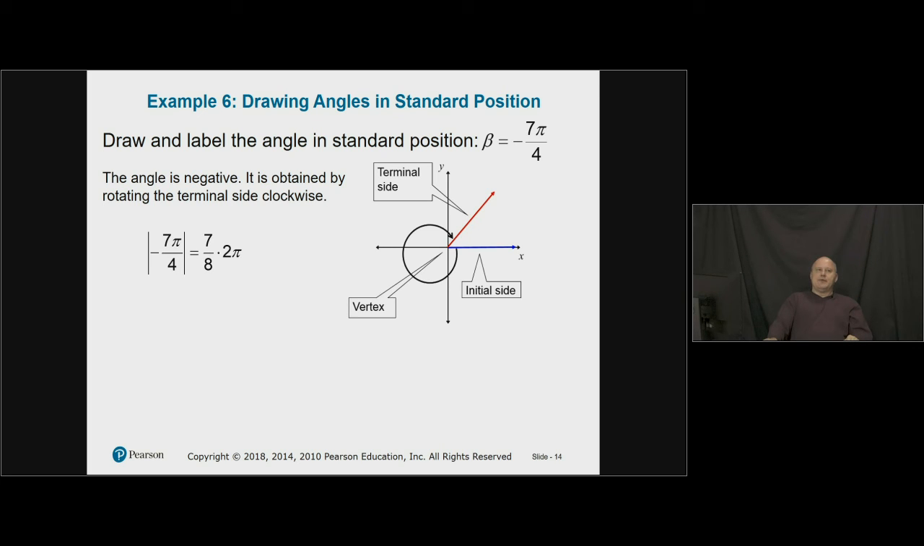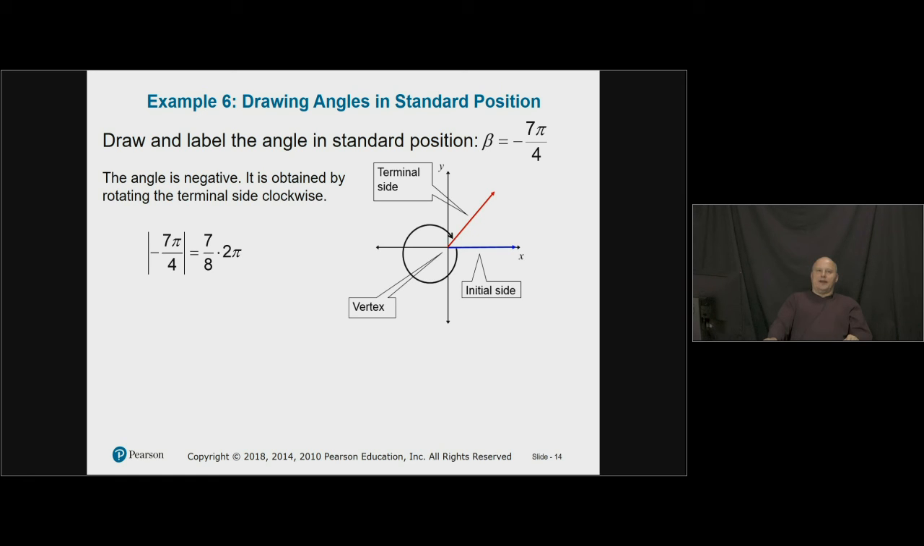If you remember, negative 7 pi over 4 is actually 7/8 of 2 pi. You're like, why is that? Well, because 7/8 times 2 is 14/8, and 14/8 reduces to 7/4. So it's going to be 7/8 of a revolution. Now remember, each quadrant, when you split it up, is an eighth of a revolution. So just count them over.